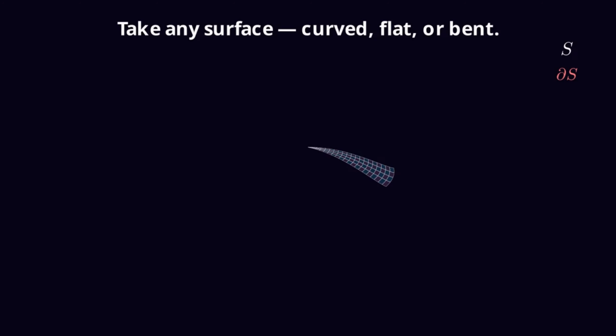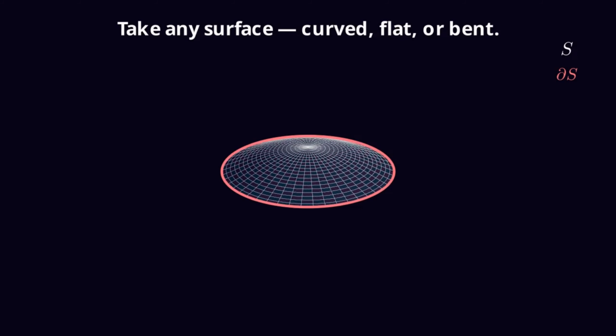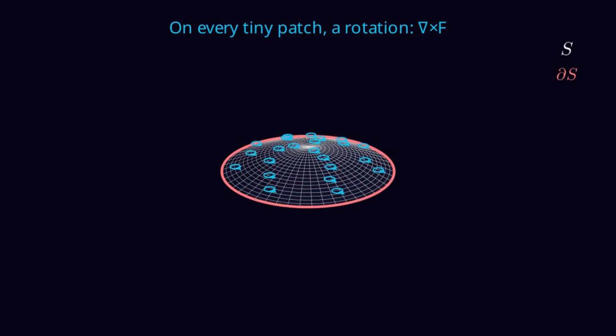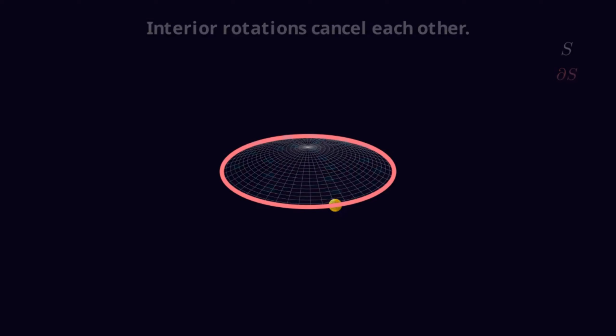Let's look a little closer. Take any surface, curved, flat, bent, doesn't matter. On every tiny patch, ask how much rotation is happening. This rotation is what mathematicians call the curl. The symbol is nabla cross F. Now, sum all those tiny rotations across the entire surface. Mathematics says that total equals a single loop circulation along the boundary.